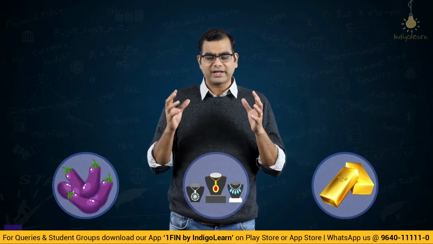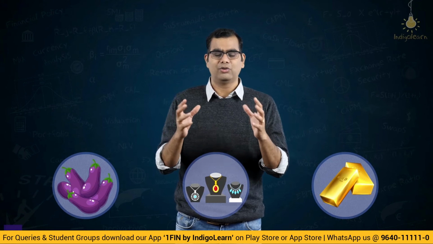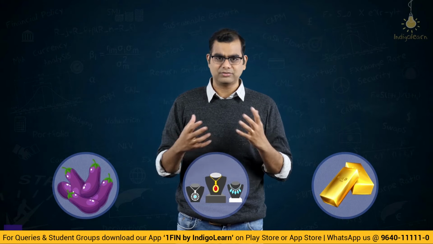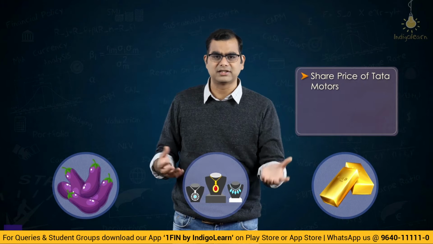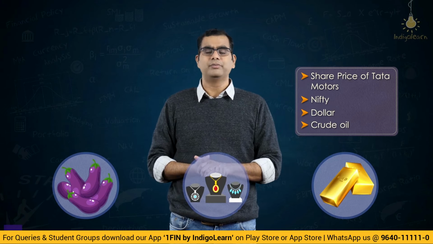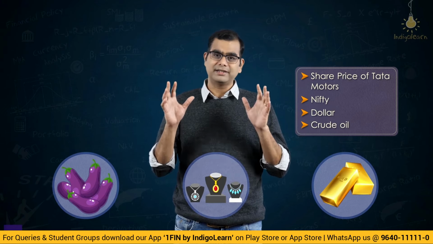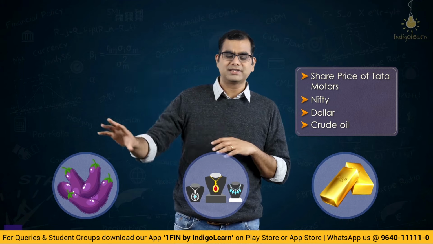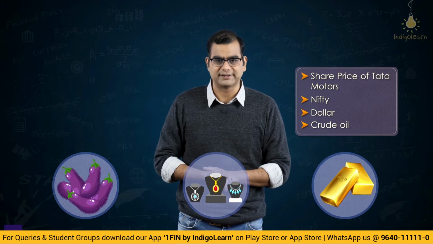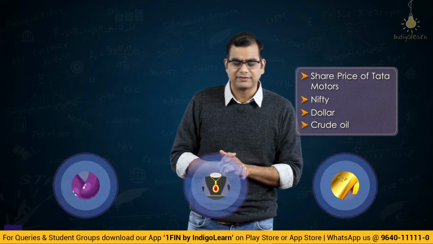Now that we have understood what a future contract and a forward contract are, let me take more capital-market-oriented examples, that is, more securities-related examples: share prices, an index, a currency, or a commodity. That will help you understand it better. More than a brinjal or gold example, a stock price example is far more relevant in your case. So now let's start off.